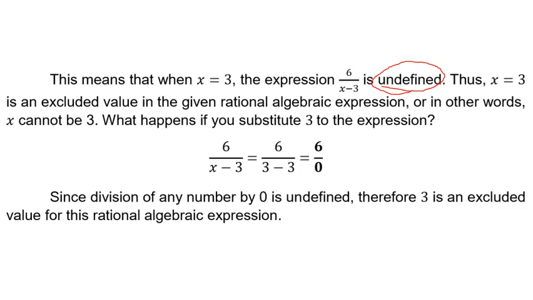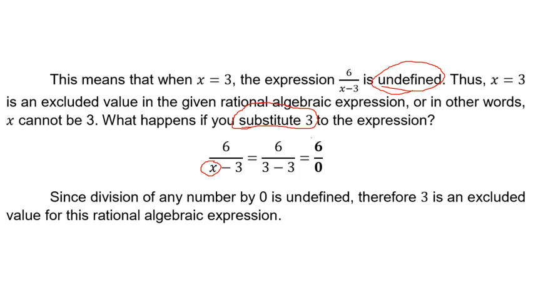What happens if you substitute 3 to the expression? Let us see. The process is to substitute 3 to the expression. Now we have here 6 all over x minus 3, the same expression that we have earlier. So we have to substitute 3 for x. So we have 6 all over 3 minus 3, which is equal to 6 all over 0.